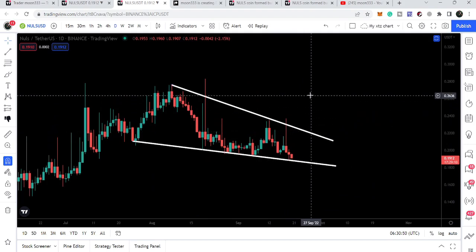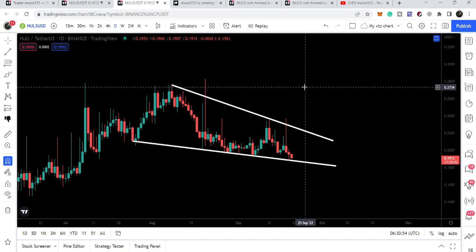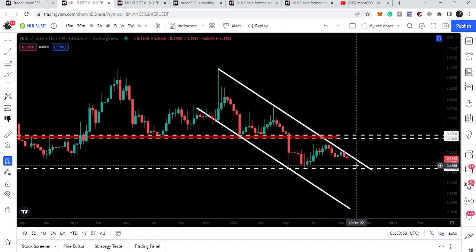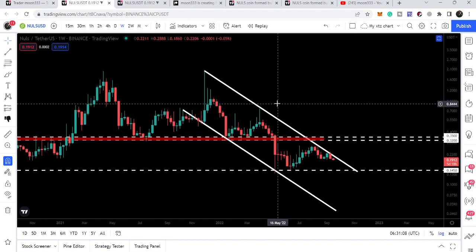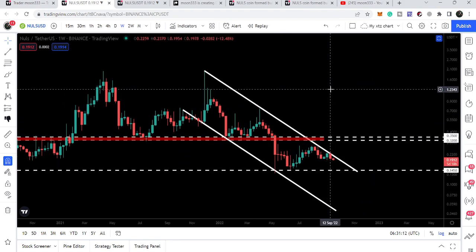The resistance, by the way, is here at 22 cents, and after breaking out, we can reach here at approximately 27 cents. And in that situation, we can also make a powerful attempt to break out this resistance zone as well, that is from 32 cents and goes to 35 cents. And by the way, the target in case of breaking out this bigger channel will be here at the top of the channel. That will be approximately at $1.23.